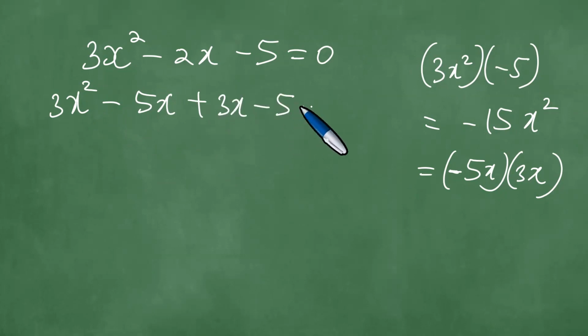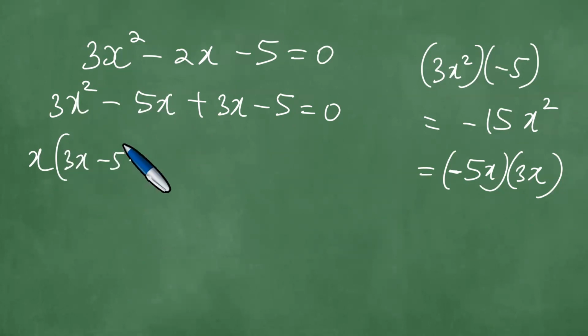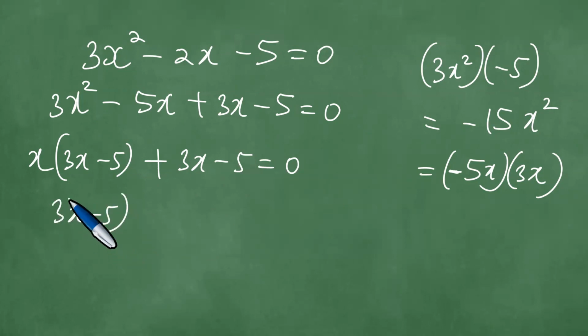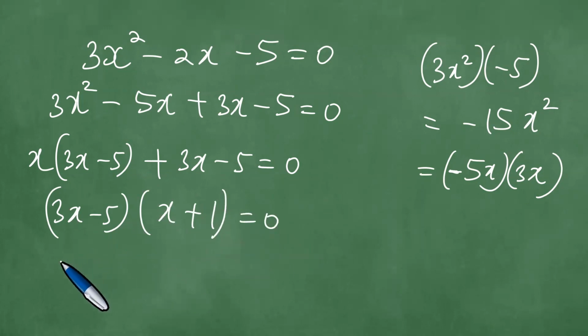If in case the factors are taking long, now we're bringing the minus 5x here, we're bringing 3x here, okay? And we're getting this. And then here we're taking the highest common factor from the first two terms, and taking out x from the first two, we have 3x minus 5 plus 3x minus 5 equals 0, which is 3x minus 5 into x plus 1 equals 0, which means x equals 5 out of 3, or x equals minus 1.